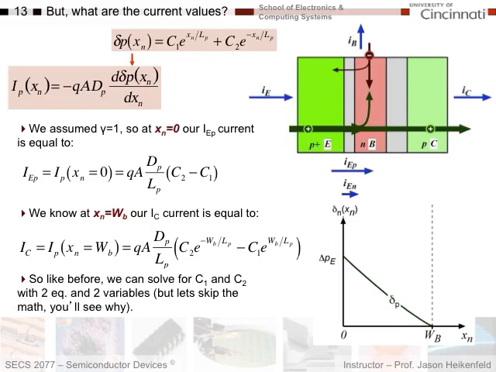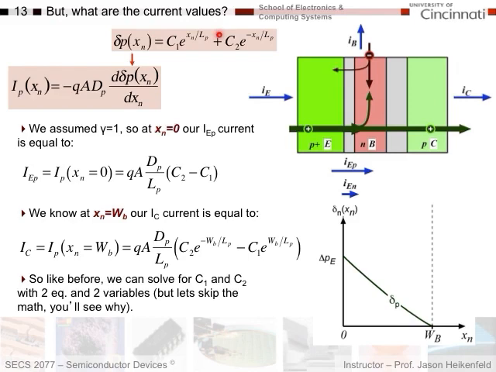So, still working our way to get the current values. I will substitute in that exact profile, delta P, into my equation for calculating diffusion current. I put this in there, I take the derivative of this with respect to x, which is easily done. And then I solve for it, given some boundary conditions again.